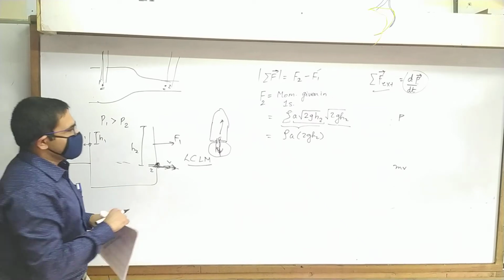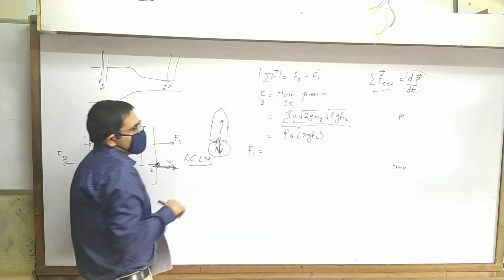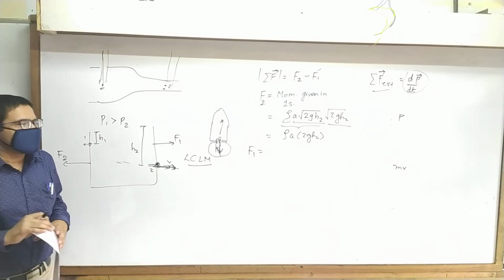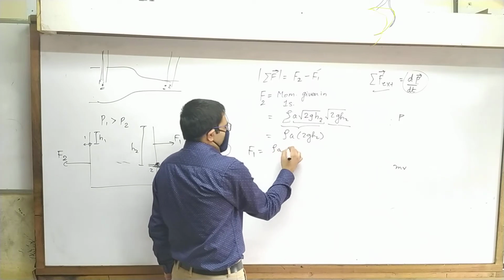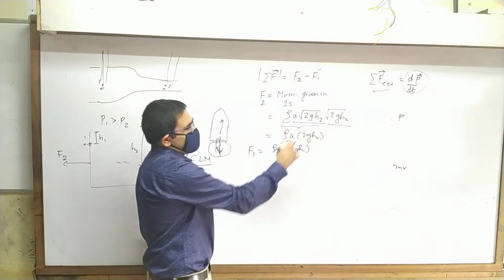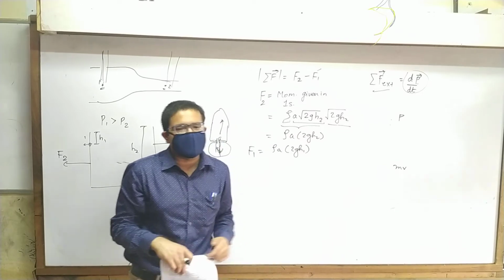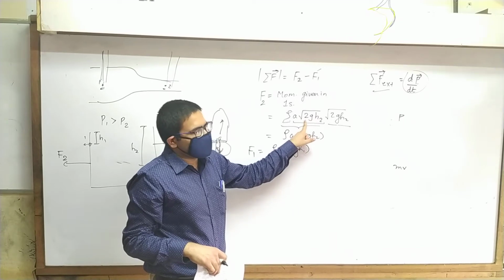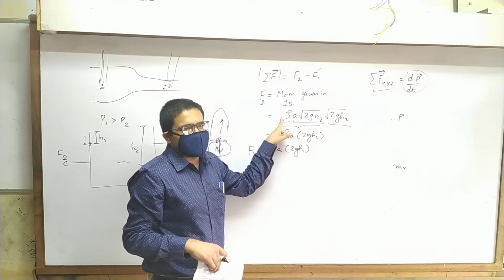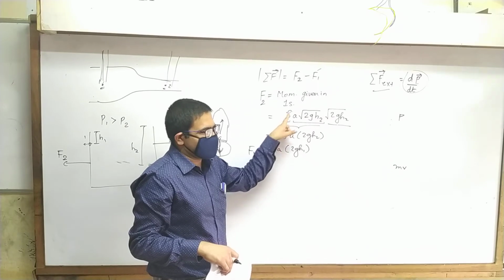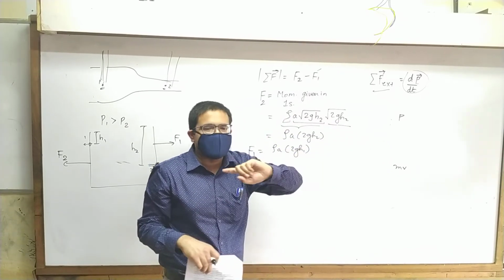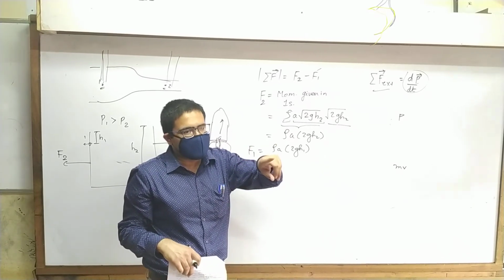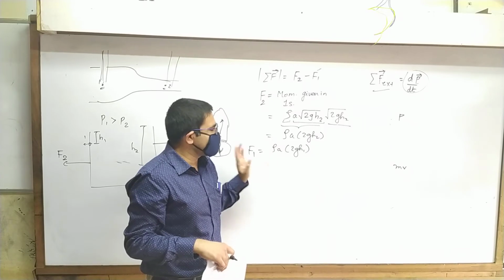Just like this, suppose you want to find out force due to hole 1, how much do you think that will be? Rho A into 2g h1. Isn't it the same procedure? Only change: instead of h2, you write h1. Area into speed is volume flow rate. Volume flow rate into density is mass in 1 second. Mass flowing out in 1 second into velocity means momentum going out in 1 second, and momentum changing in 1 second is nothing but force. So this is the force and this is the force.